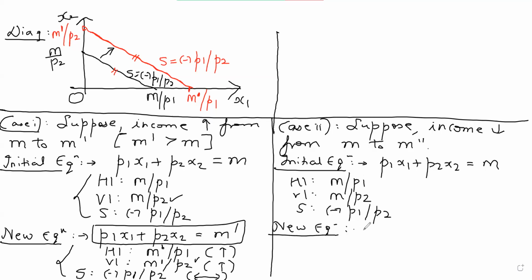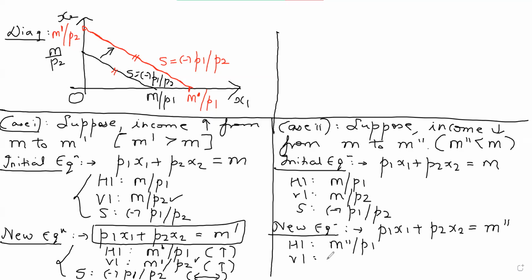New equation. What is happening to my income? Income now is falling. So I can write in the bracket M double dash is less than M. Income is falling now. So my new equation is going to be P1x1 plus P2x2 equals M double dash. Horizontal intercept M double dash by P1. Vertical intercept M double dash by P2. Slope minus P1 by P2.